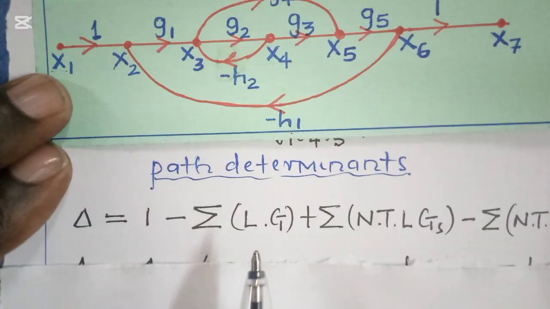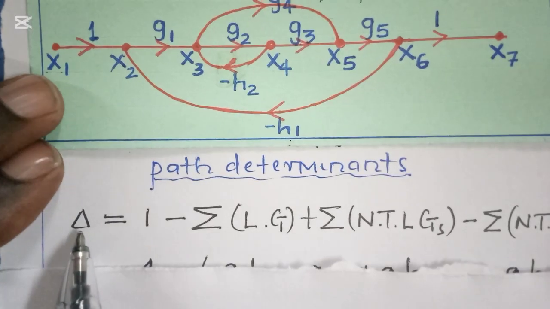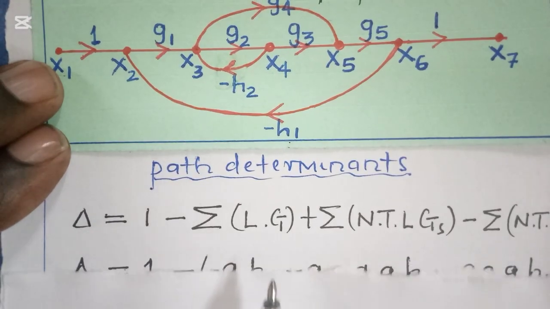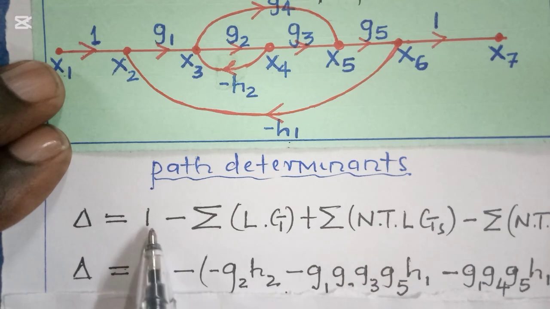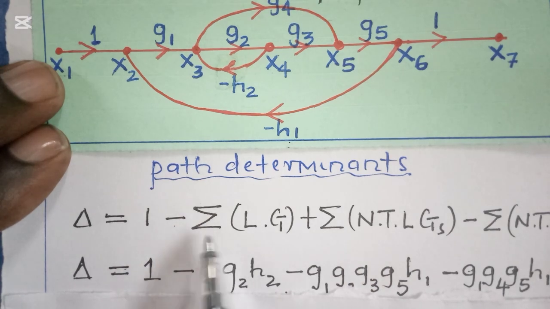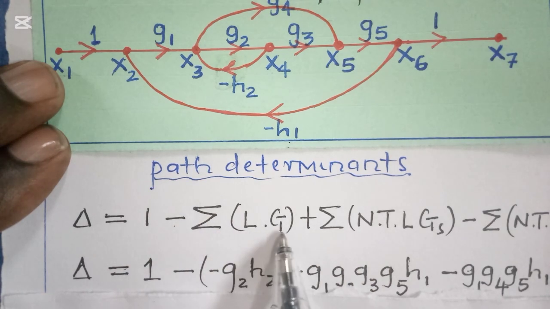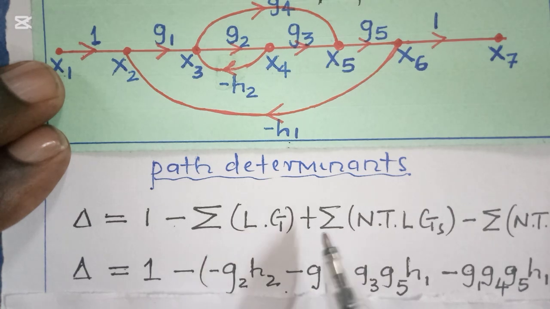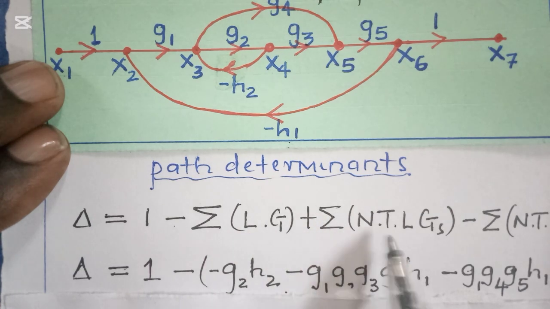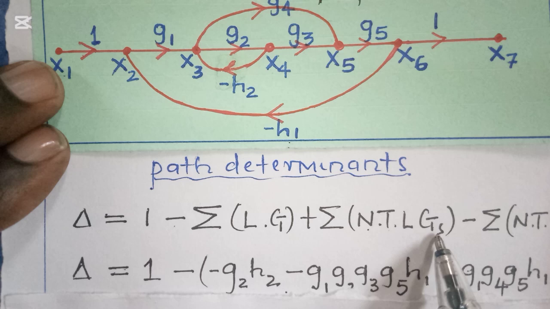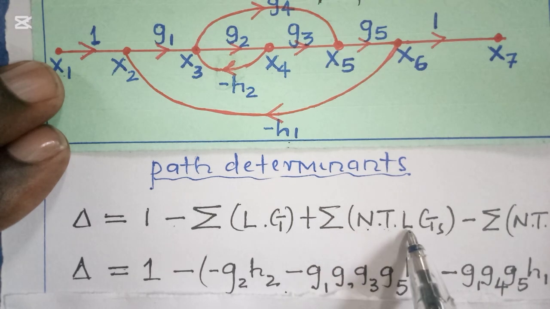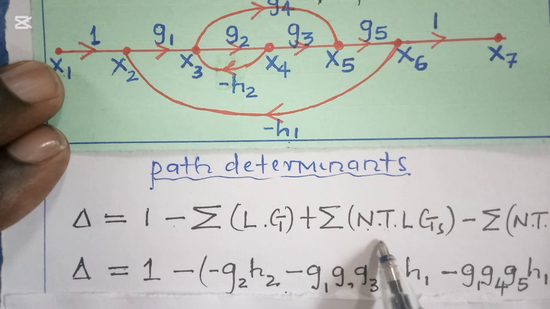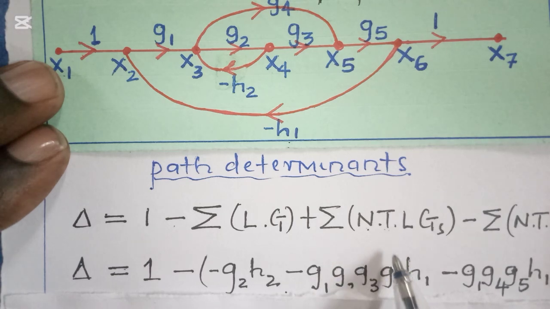So the path determinant is represented by delta, and this is the formula used: 1 minus the summation of all loop gains, plus the summation of non-touching loop gains taken two at a time.